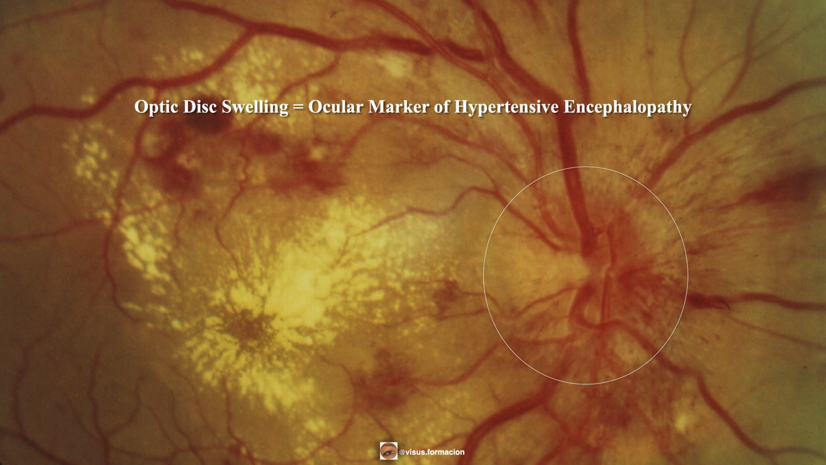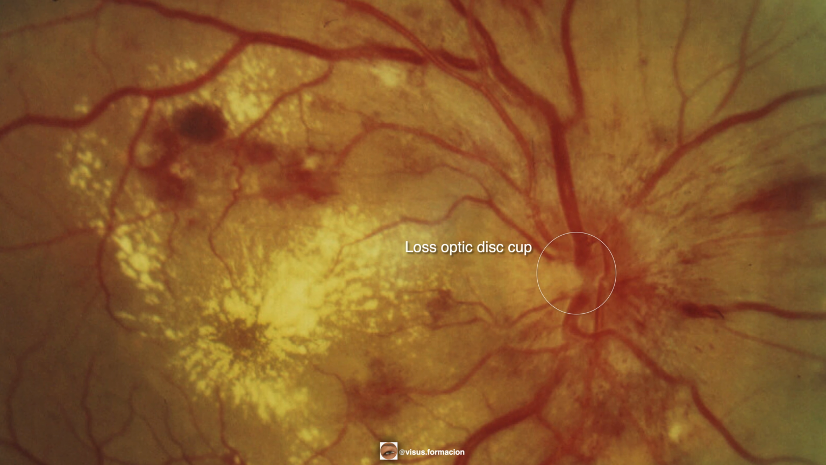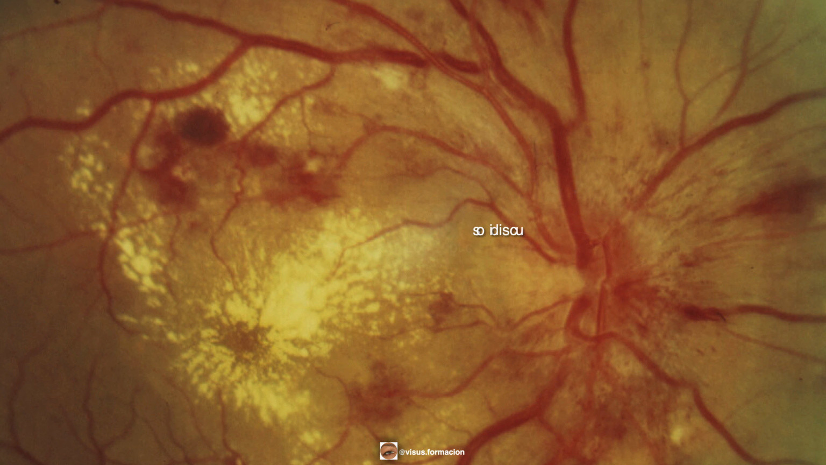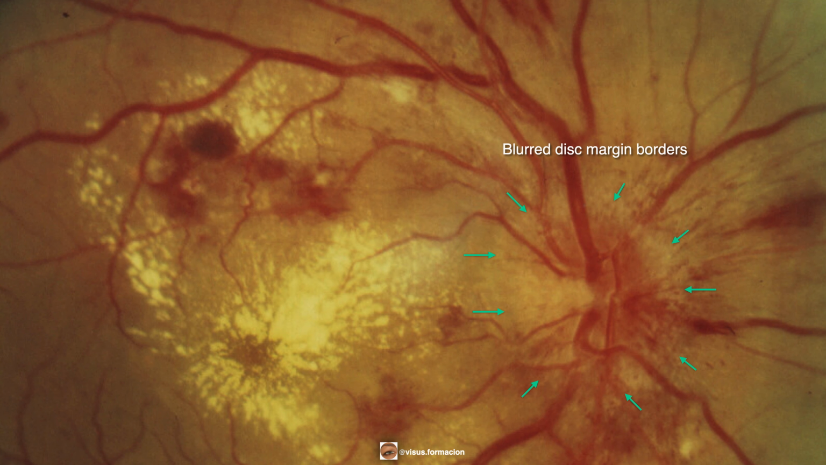Remember, optic disc swelling is the ocular marker of hypertensive encephalopathy. Ophthalmoscopically, in optic disc swelling, we see a decrease or disappearance of the physiological optic disc excavation. The sharp edges of the normal disc also disappear. They are now blurred, and it is difficult to delineate the optic disc contour.